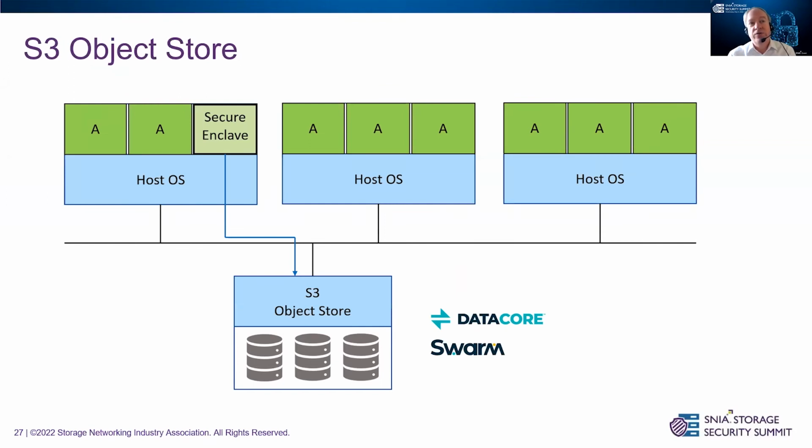One of the most straightforward ways of securely accessing persistent data from an enclave is to connect directly to an object store like DataCore Swarm across the network. Provided that an encrypted connection is used, data will be transferred securely into the application. One disadvantage with this approach is the application needs to be designed to use an object store or modified accordingly.